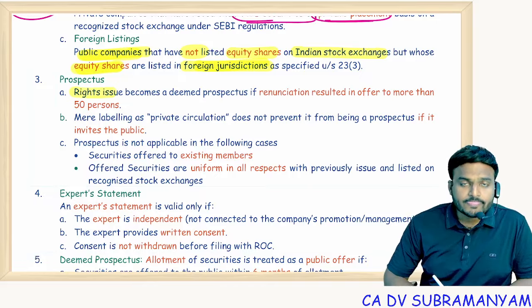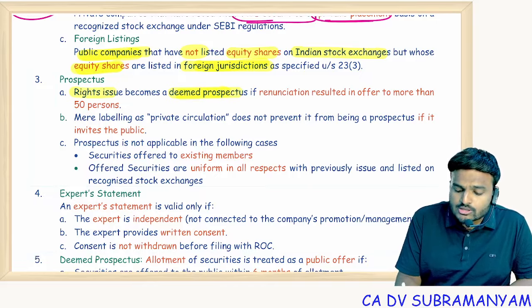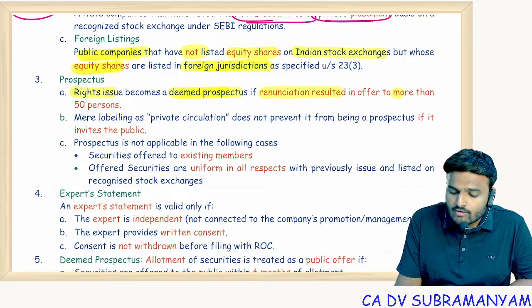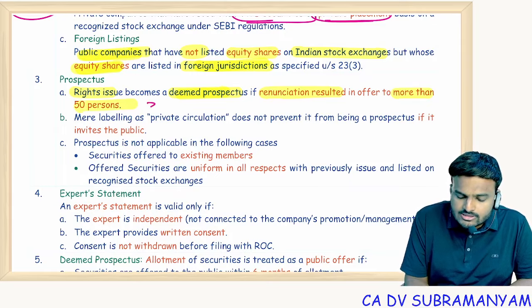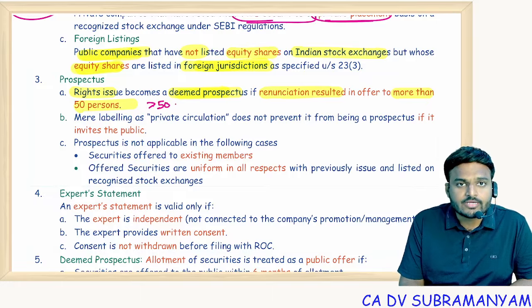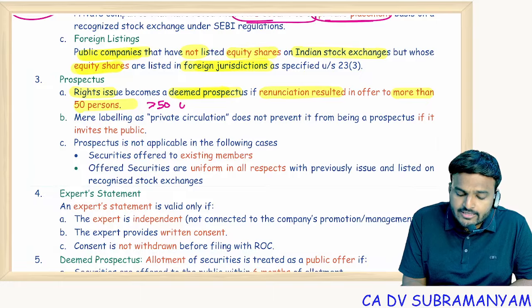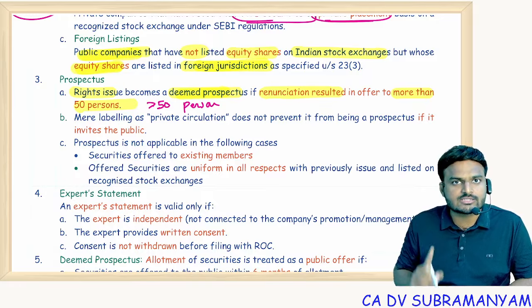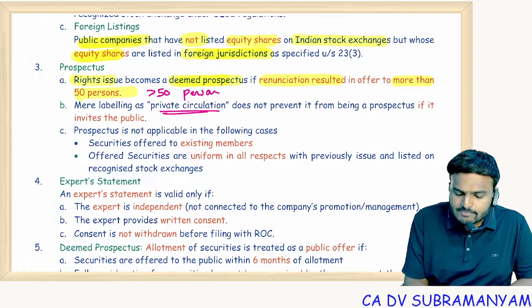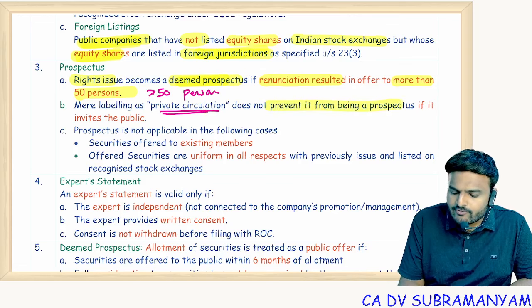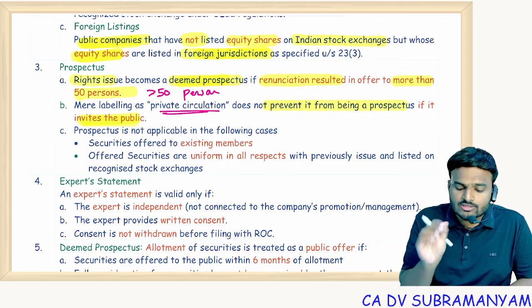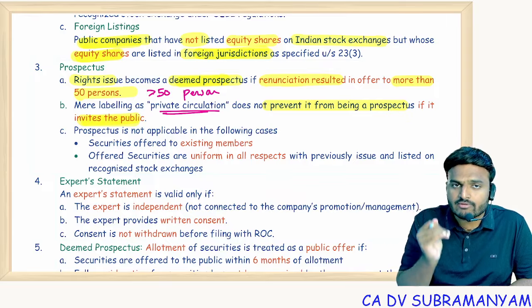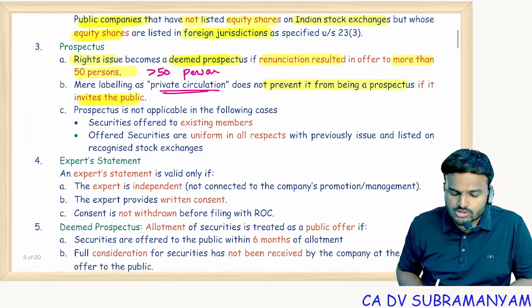Rights issue becomes a deemed prospectus if renunciation resulted in an offer to more than 50. Remember this point. If renunciation is done in favor of more than 50 persons, outsiders, then the rights issue is deemed to be a prospectus. Mere labeling as private circulation does not prevent it from being a prospectus if it invites the public, even though you name it as private circulation. But if you are inviting the public, that's it, it is also a prospectus.